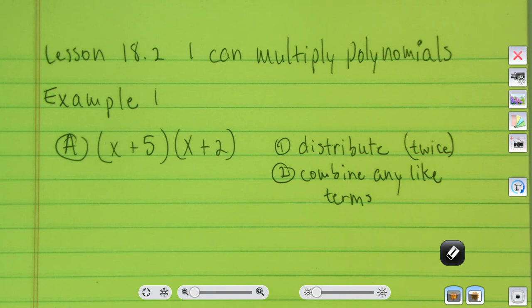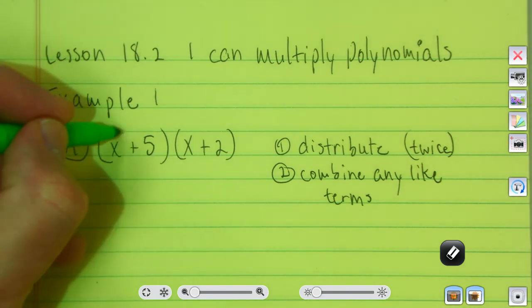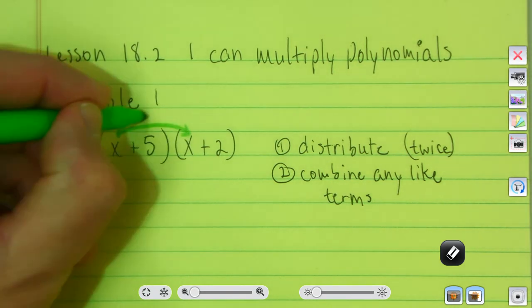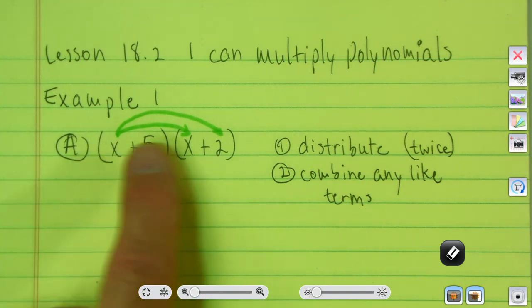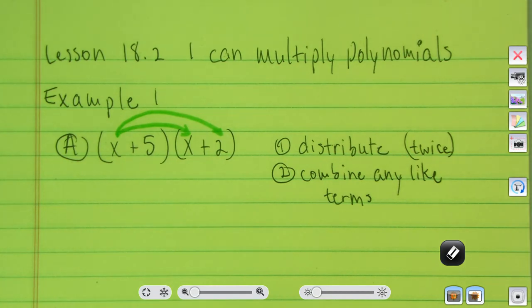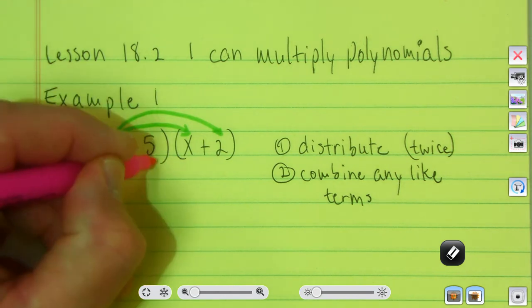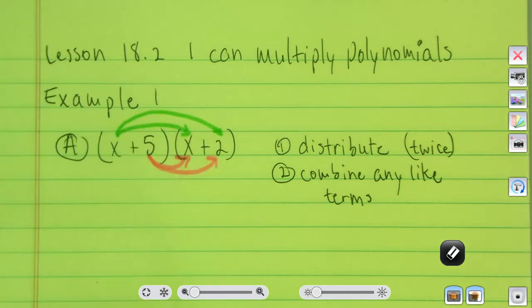So let's talk about what I mean when I say we need to distribute. We'll take the first term of the first binomial, this x, and we're going to distribute it and multiply it by the first term of the second binomial and the second term, just like that. So we'll multiply x times x and then x times 2. We'll keep it as addition, and we'll look at what that looks like in a minute. Then we'll take the second term of the binomial, do the same thing. We'll distribute the 5 through. We'll multiply 5 times x and 5 times 2.